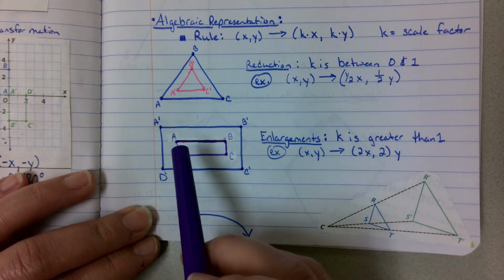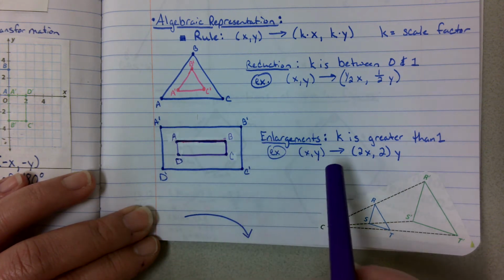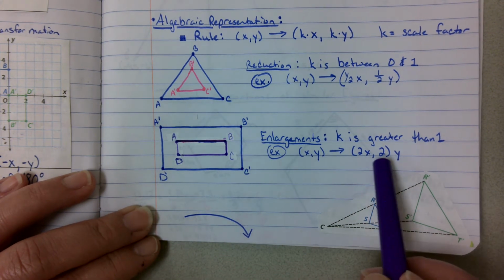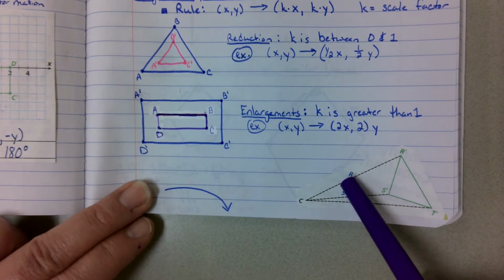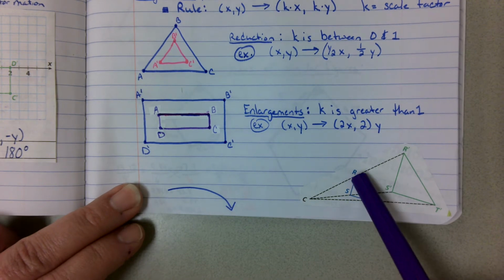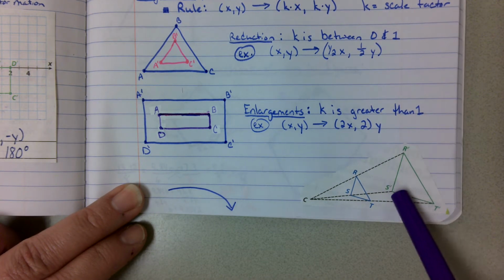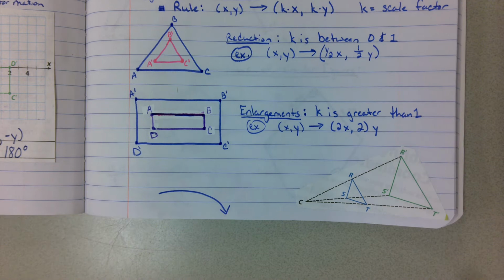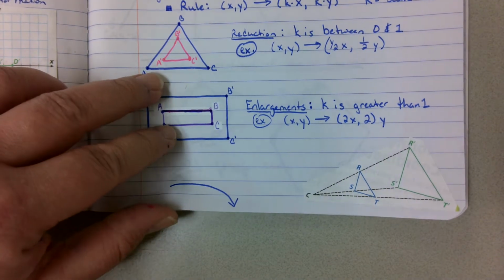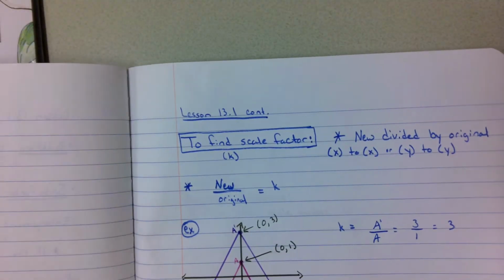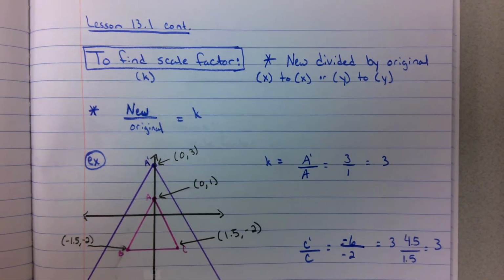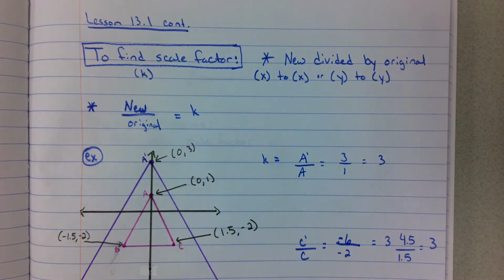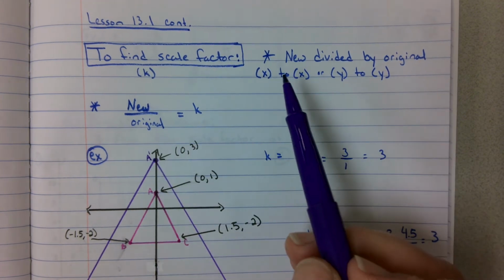So I have A, B, C, D here, and it is enlarged with a scale factor of 2. So all we do when we're working on the coordinate plane is we're going to multiply whatever that xy value is by that scale factor. And here is an example of one here. Here's our triangle RST, and it is enlarged to R prime S prime T prime here. All right, to find the scale factor, you're going to divide new divided by original.